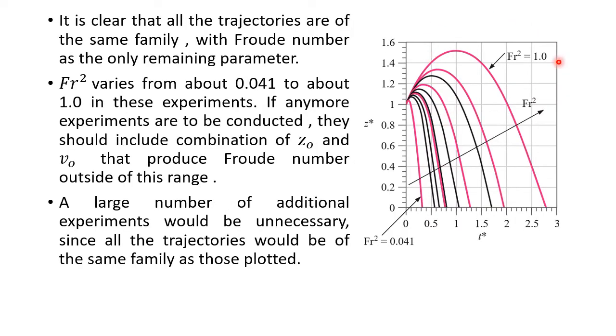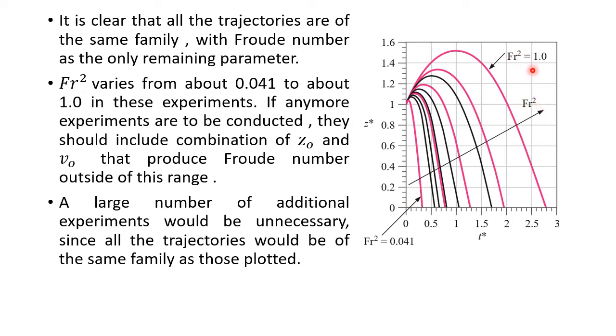So after converting into non-dimensional form, they have plotted the graph. It is clear that all the trajectories are of the same family with Reynolds number as the only remaining parameter. If you look at the graph, all the graphs are of the same family. There is no variation. Reynolds number square varies from 0.41 to about 1 in these experiments.